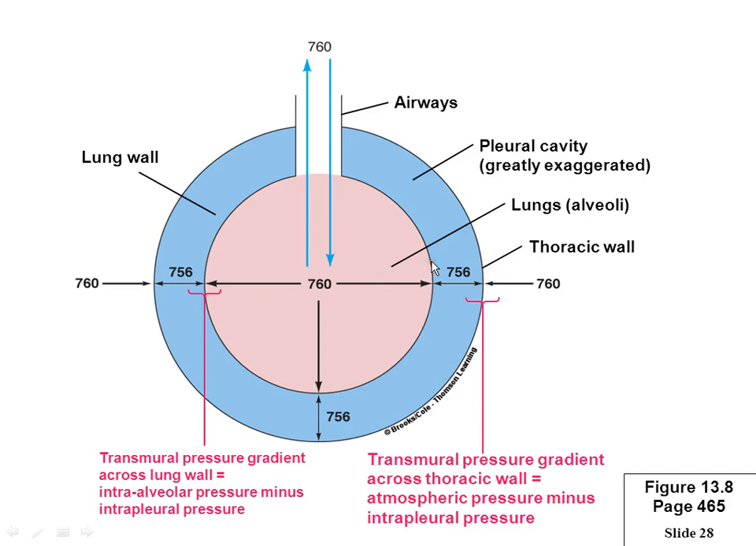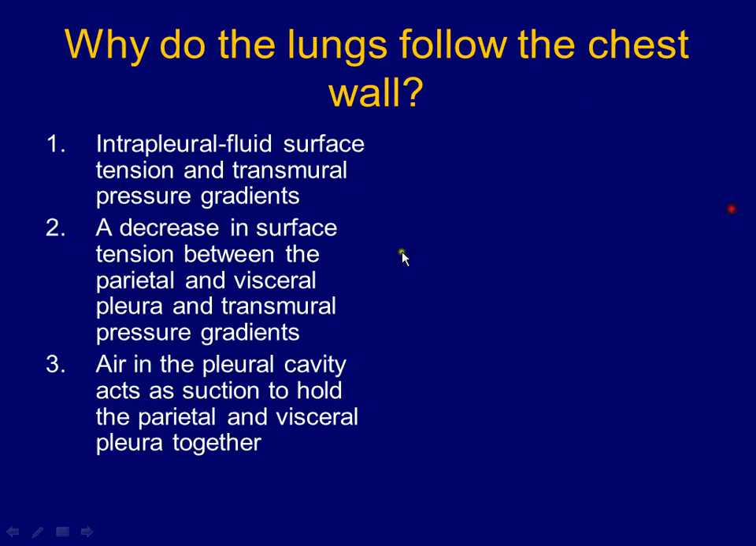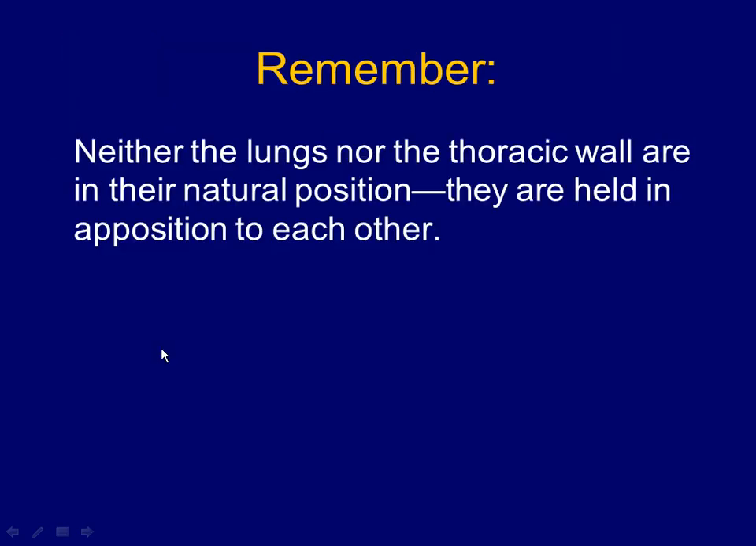You have one force trying to pull in. You have another force trying to pull out. And what they're doing is they're just tugging on each other, like a tug of war. The little water molecules are the magnetic rope that they're pulling on. So those pressures. And then here's the big picture. Remember, neither the lungs nor the thoracic wall are actually in their natural position. They're always trying to oppose each other. So they're moving against each other.